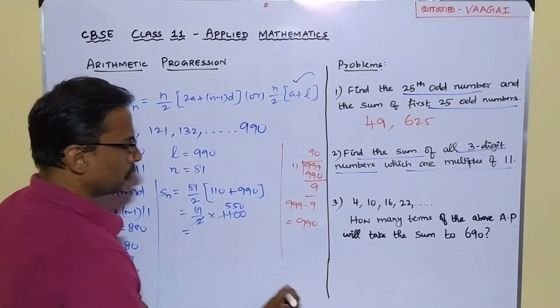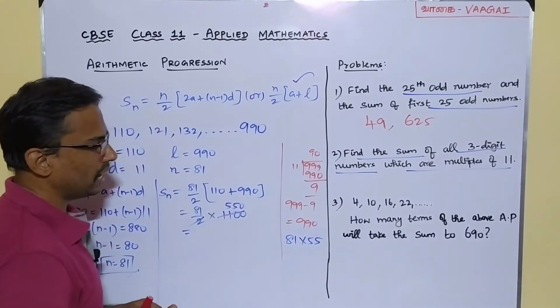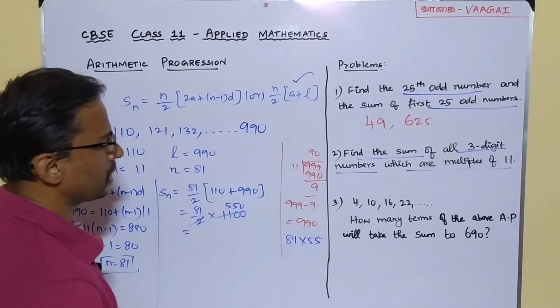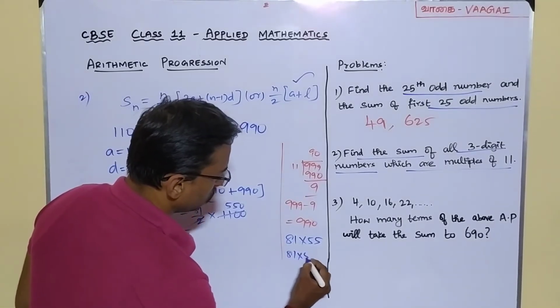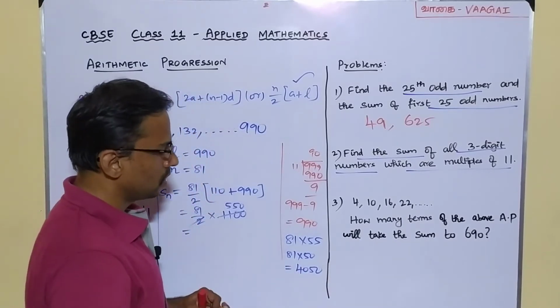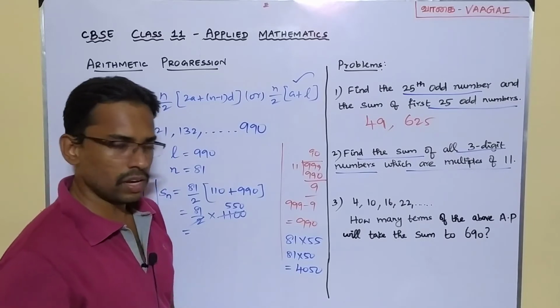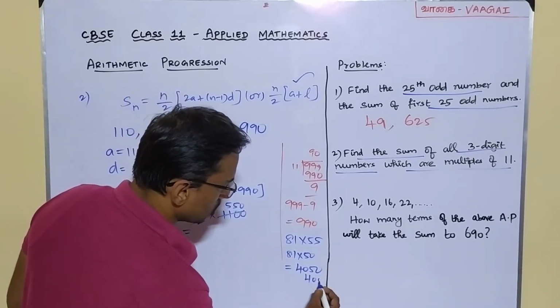So for which I'm going to do one thing, 81 into 55. Let me just try to multiply 81 into 55. So 81 times 55 will give me, first of all, 81 times 50, which is going to be 4050, if I'm right. Yes, no doubt, 4050. And if I multiply with another 5, I'll be getting 405. That's simple for us to understand.